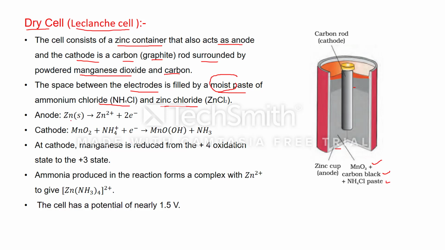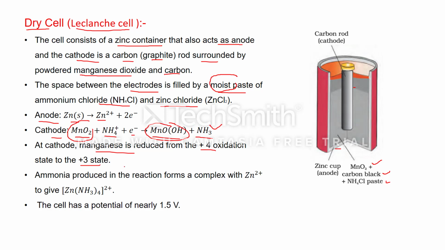Now what are the reactions taking place? At the anode, zinc loses its electrons and converts into Zn2+ ion. At the cathode, manganese dioxide and ammonium ion gain these electrons and convert into MnO(OH), manganese oxide hydroxide, and ammonia gas is liberated. Clear? Now in this case, manganese is reduced from +4 oxidation state to +3 state. This is the change in oxidation number of manganese from MnO2 to MnOOH. Clear?